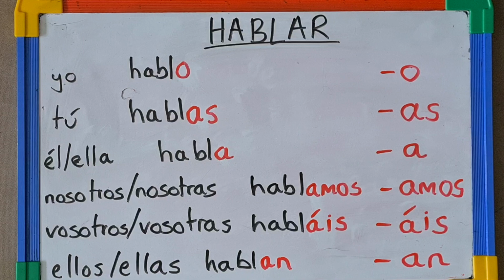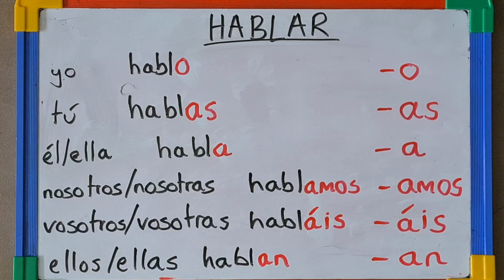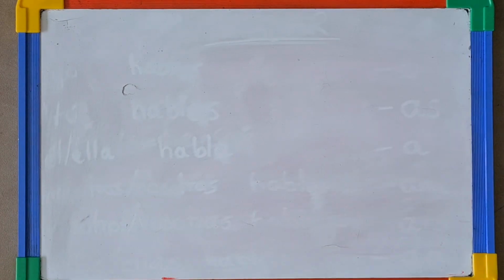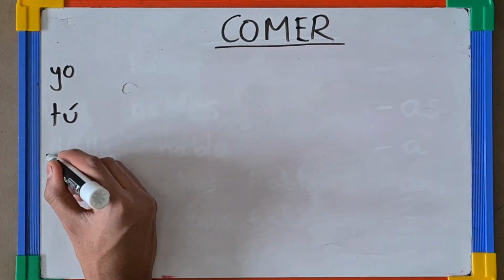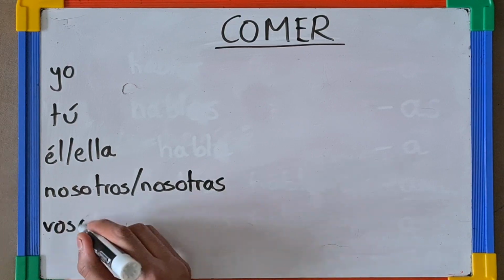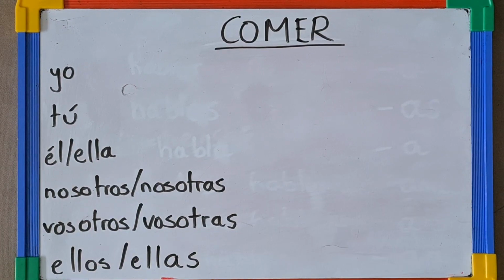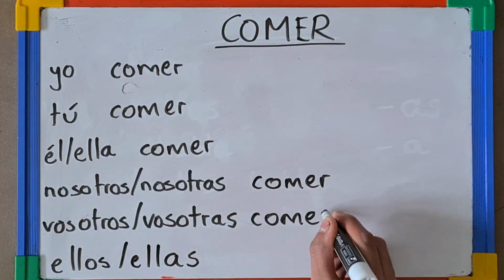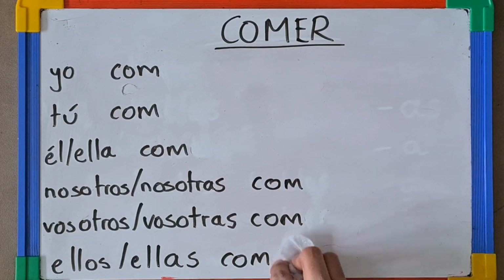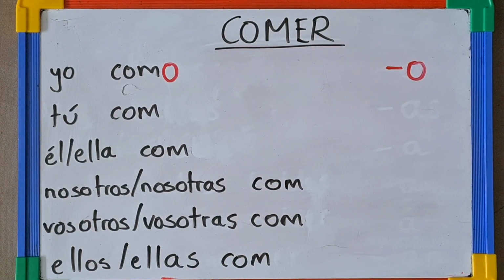And that is how you conjugate a regular AR verb in the present tense. The endings are all listed on the right, and it's a good idea to memorize these. Let's now move on to comer, to eat. Once again, we do the same thing, chop off the last two letters.